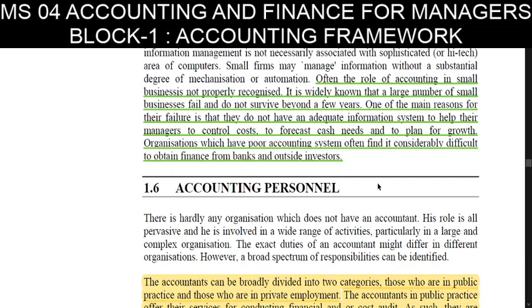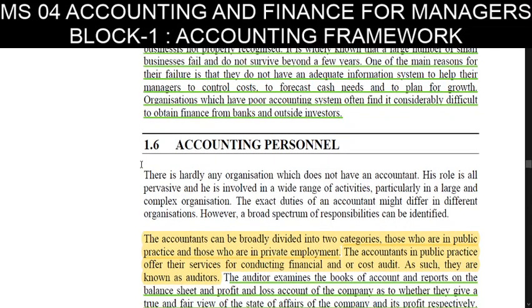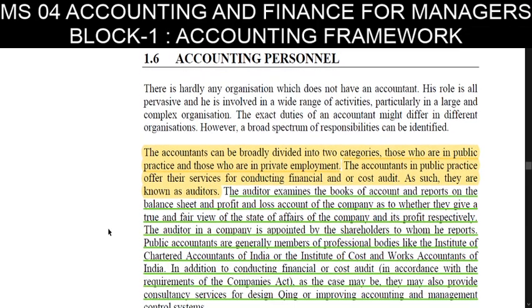Any organization which does not have an adequate accounting system often fails to get finance from outside investors and also from banks, and such companies or businesses fail to have control over their business because they cannot control their costs and cannot forecast their cash needs. They cannot plan their growth. That is why they fail. So there is no need to overemphasize the need for accounting. Next, we will see the next part, accounting personnel.